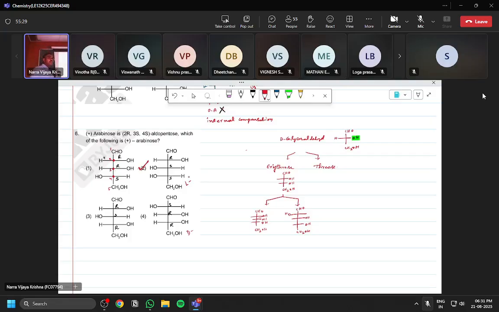So what are they asking about? They are asking about the L form of arabinose, because they gave 2R, 3S, 4S. Is it R, correct or not? 1, 2, 3. Anti-clockwise, but the hydrogen is horizontal, so it is R. So that is correct. If that is correct, the remaining all will go well. Clear?